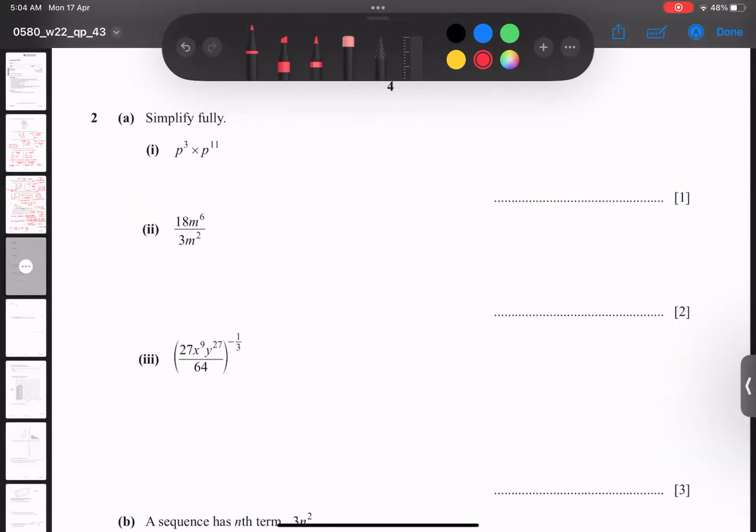Let's talk about the next question, number 2. Here we have an indices property. What is the indices property? For example, x to power 3 and x to power 4, even x to power 5. Same base, if they multiply, the powers add up. So 3 plus 4 plus 5. Same story here, so I get 3 plus 11, so I get p to power 14. I hope you're not finding any trouble.